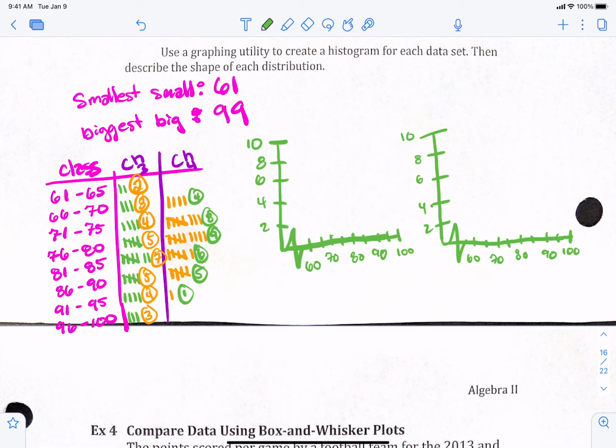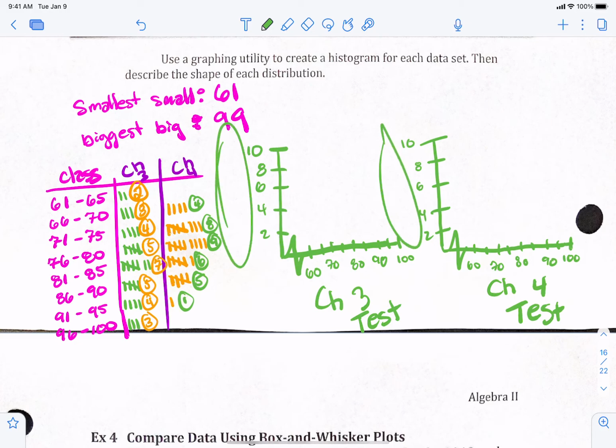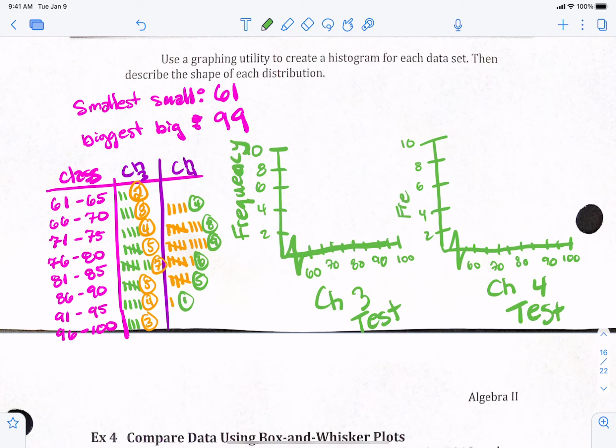I'm going to go chapter 3 test. Chapter 3 test. Chapter 4 test. What's on the left side? What's he called? Like what goes here and what goes here? That's the class. Or that's the amount of people. Frequency. Frequency.